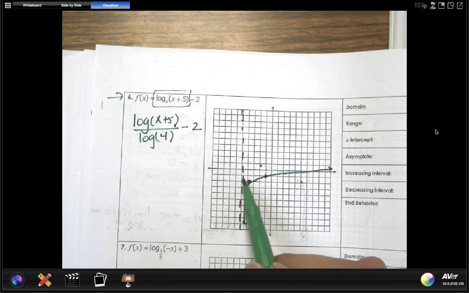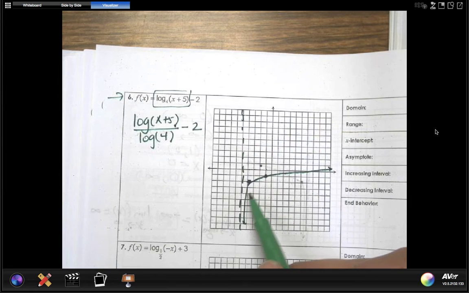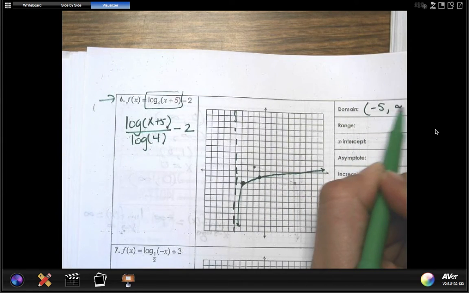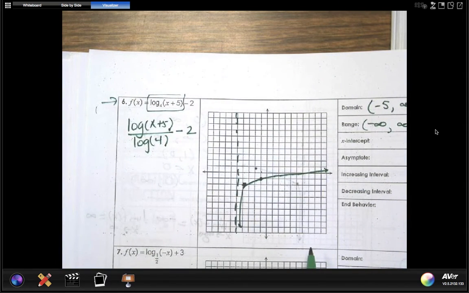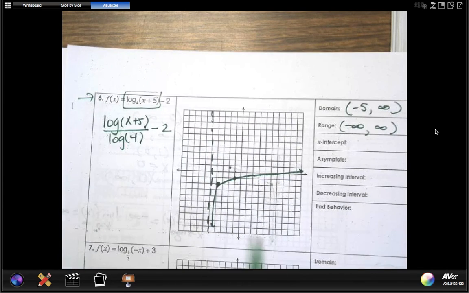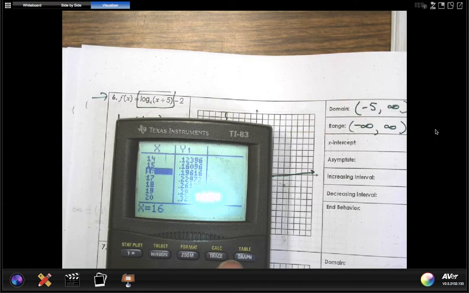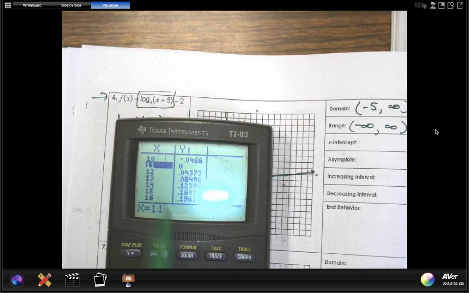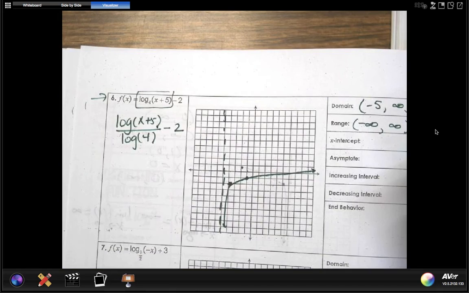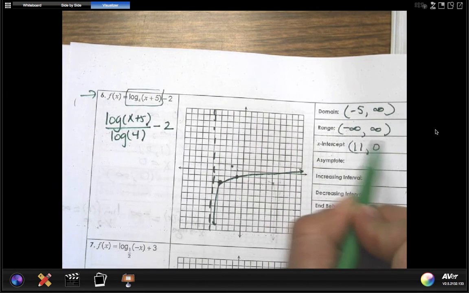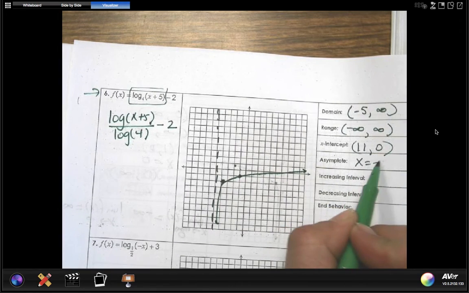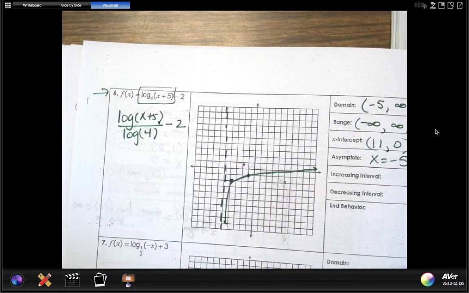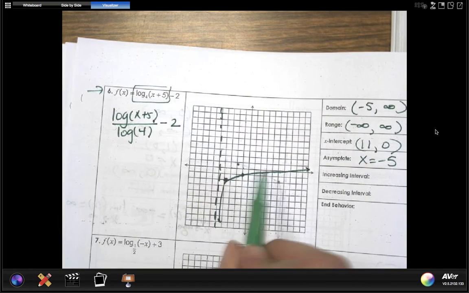So our domain here this time starts at -5 to infinity, not including -5. Our range will be negative infinity to positive infinity. Now our x-intercept, when we looked at our table, we're looking for when y is 0, it's 11. So our x-intercept is (11, 0). Our asymptote is going to be x equals -5. It's increasing from left to right, so it begins at -5 to infinity.